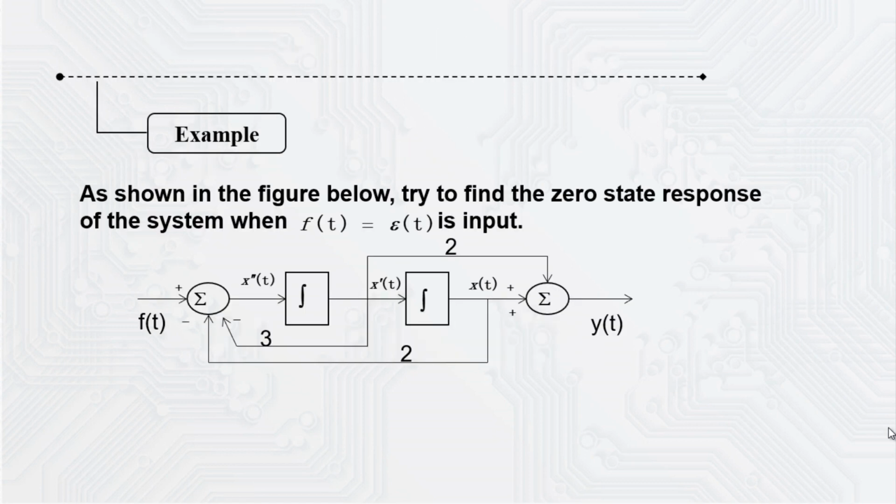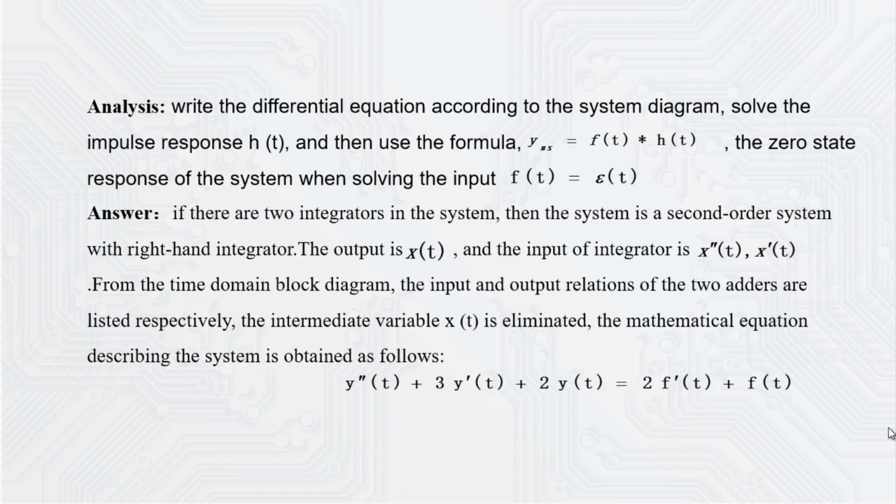Let's take a look at such an example. The system is shown in the figure below. Calculate the zero-state response of the system when the excitation is a unit step signal. It offers us the time domain diagram of the system. First of all, we need to get the mathematical equation describing the system from the block diagram, and use the convolution integral of excitation and impulse response to solve the zero-state response of the system.